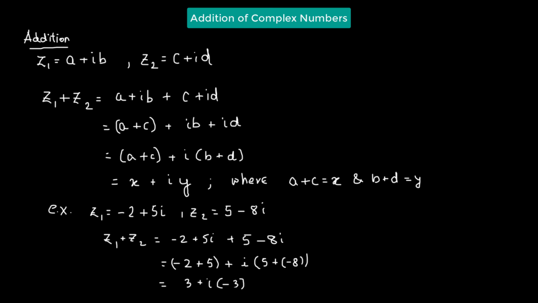I could have written it as 3 minus i times 3, but then again we have to write it in the standard form. In the standard form we have a plus sign between the real part and the imaginary part. That is why I have written the -3, which is the imaginary part of z1 plus z2, within parentheses.